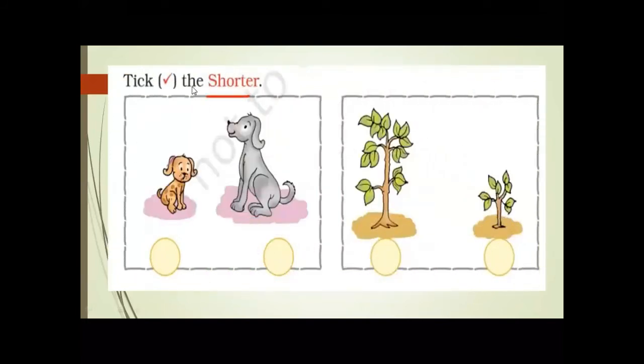Let's see the shorter term. Take the shorter. Which one is the shorter one? This is a dog. And again, we are comparing here, so we use the term shorter. Dog and puppy. So which one is shorter? Yes, puppy. Puppy is a small kid, or its height is small. So we have to mark on this option because the puppy is shorter than the dog.